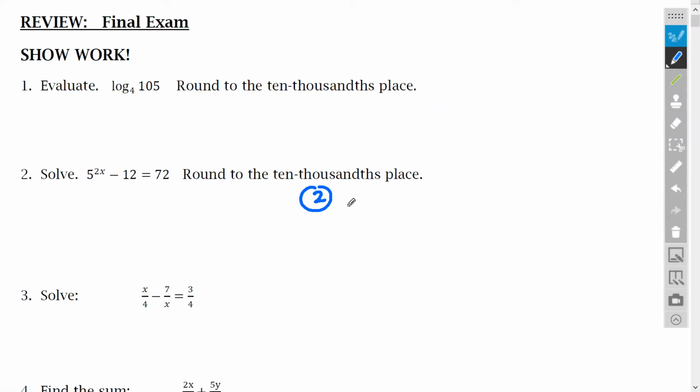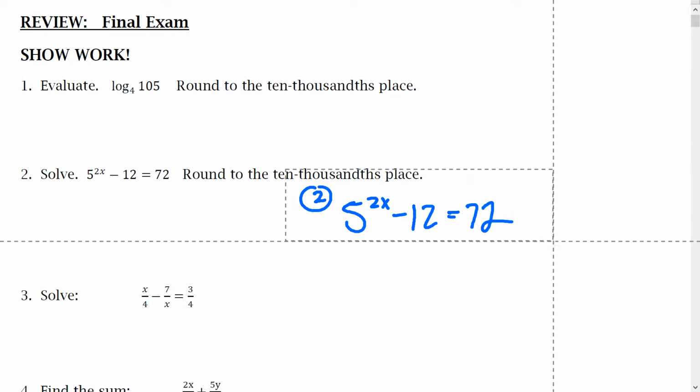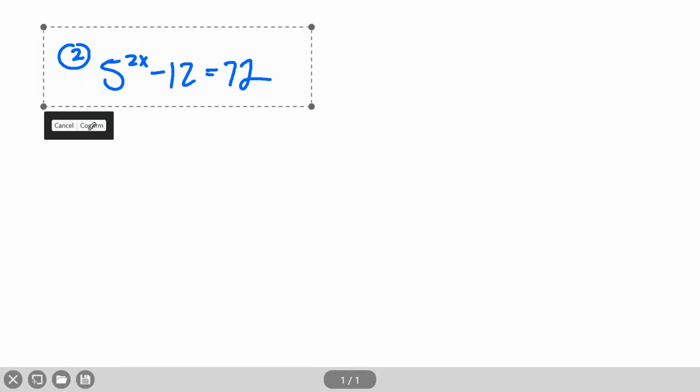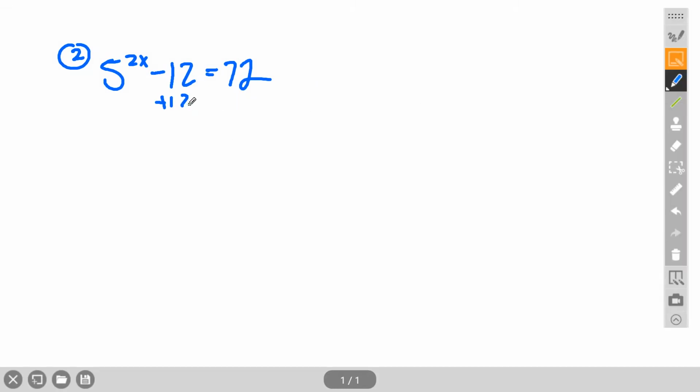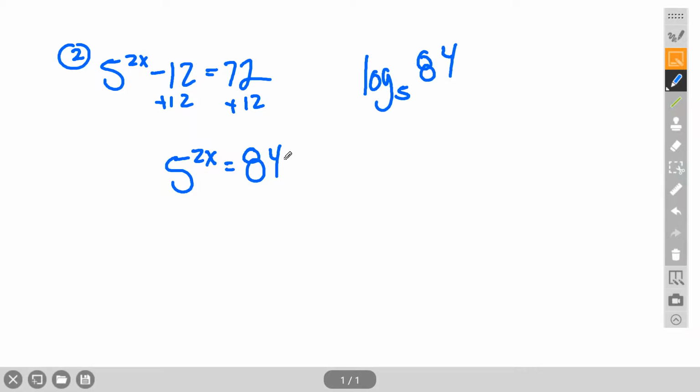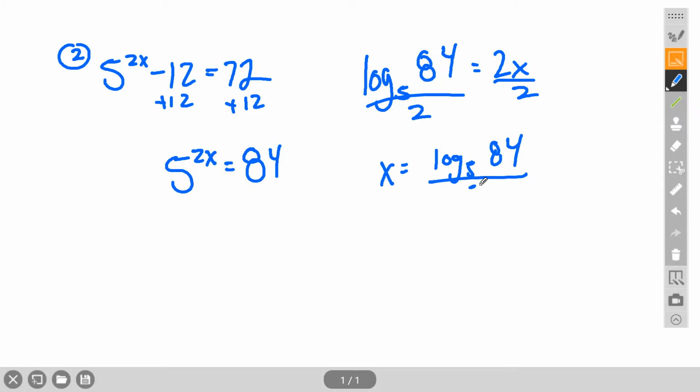Number 2, solve. 5 to the 2x minus 12 is equal to 72. Okay, so this is an exponential equation that we are trying to solve. The first step here is to get the exponent part by itself. So we got 5 to the 2x is equal to 84 if we add 12 to both sides. And now we change this to log form. Okay, so this is log base 5 of 84 is equal to 2x. We can solve this for x by dividing by 2. So we got x is equal to log base 5 of 84 over 2.